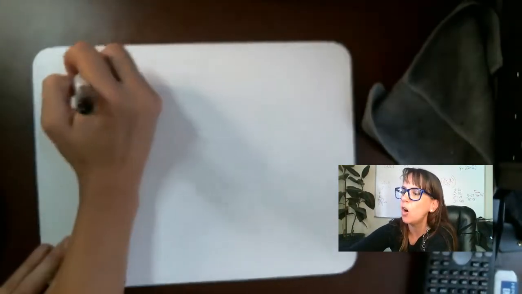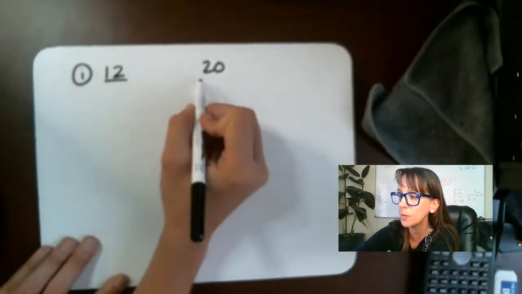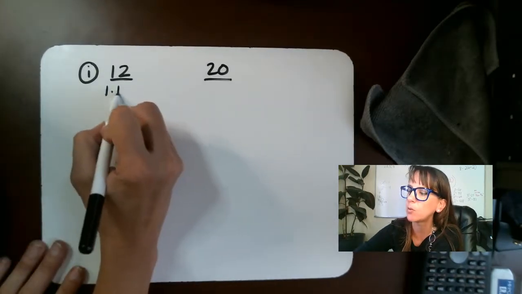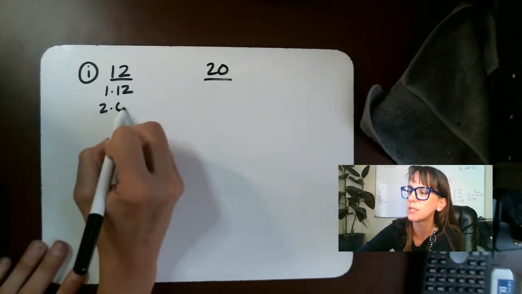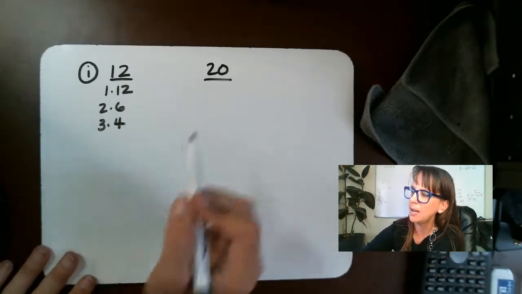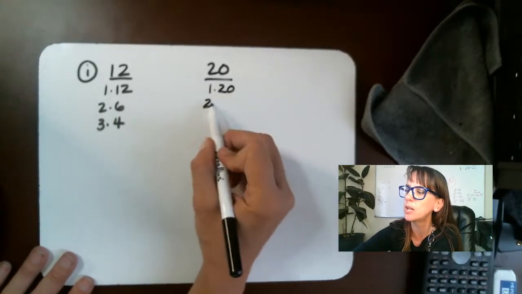I. We're going to list all the common factors of 12 and 20. So first we have to find the factors of 12 and 20, and then we're going to list the common ones. Again, we want to go in order. 1 times 12, 2 times 6, 3 times 4. See how I did that? And then after 3 comes 4, it's already on the board. We're good. 1 times 20, 2 times 10.